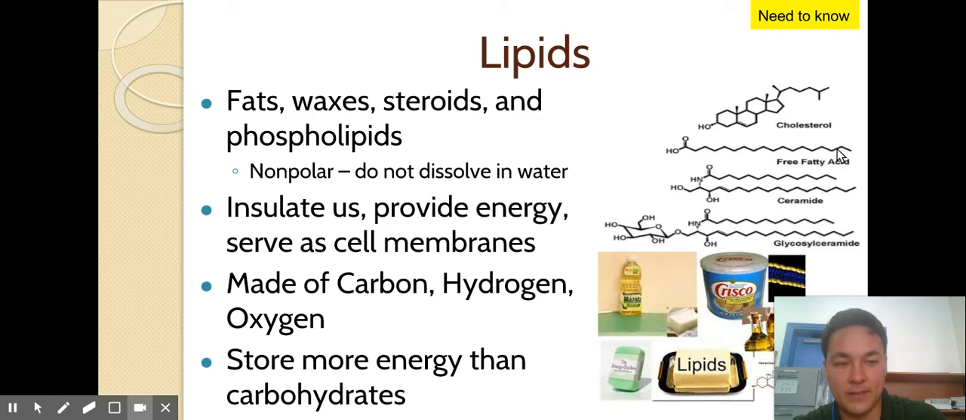Every time there's a bend, there's a carbon. And at each carbon, they're attached by a bunch of hydrogens. And they're going to be nonpolar. They don't dissolve in water. They're going to store twice as much energy as carbohydrates. This is good for us, right?